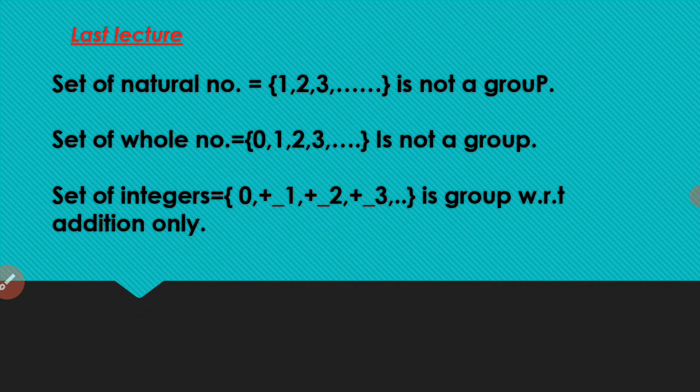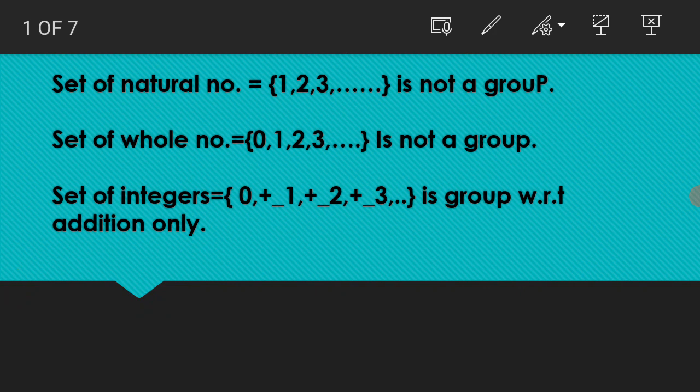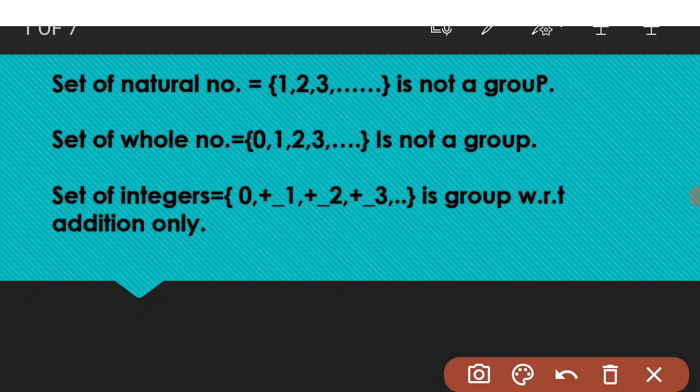In our last lecture, we discussed some non-empty sets, whether they are groups or not. The first set was the set of natural numbers. We proved that the set of natural numbers is not a group because the identity element is not present and inverses of any element are not present. The second set was the set of whole numbers. The set of whole numbers was also not a group because inverses were not present.